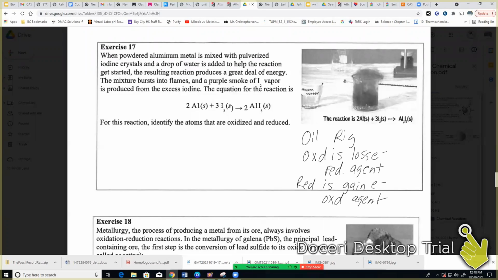It's always the opposite kind of agent, because if it's oxidized, that means it's losing electrons, so it's causing the other species to be reduced, and vice versa.